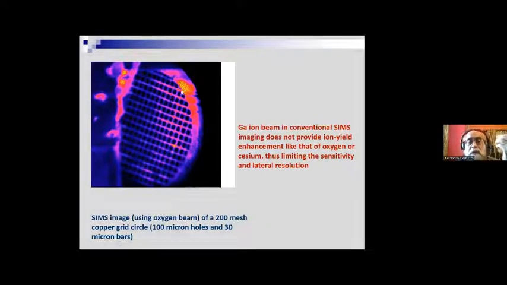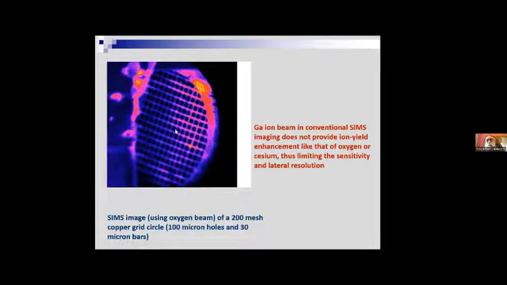We can get a SIMS image of a copper grid structure. This is a copper grid structure of 100 micron holes and 30 micron bars. This is a grid structure using gallium ion beams from a liquid gallium ion source.